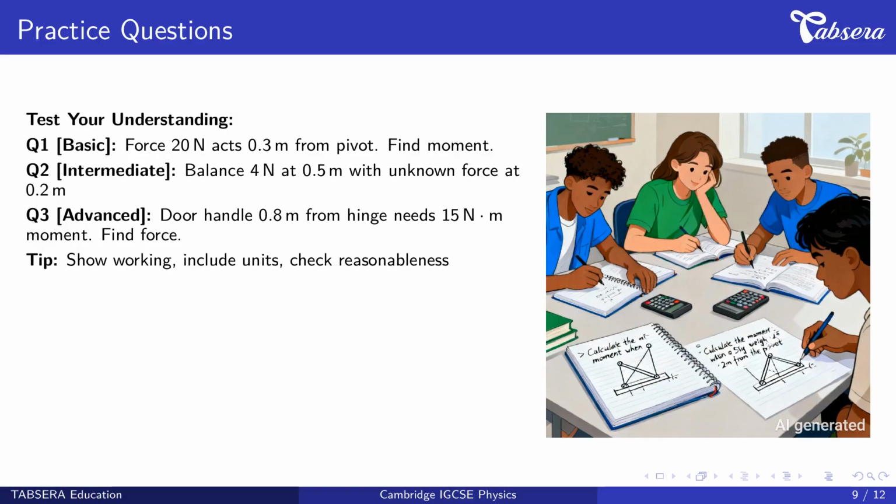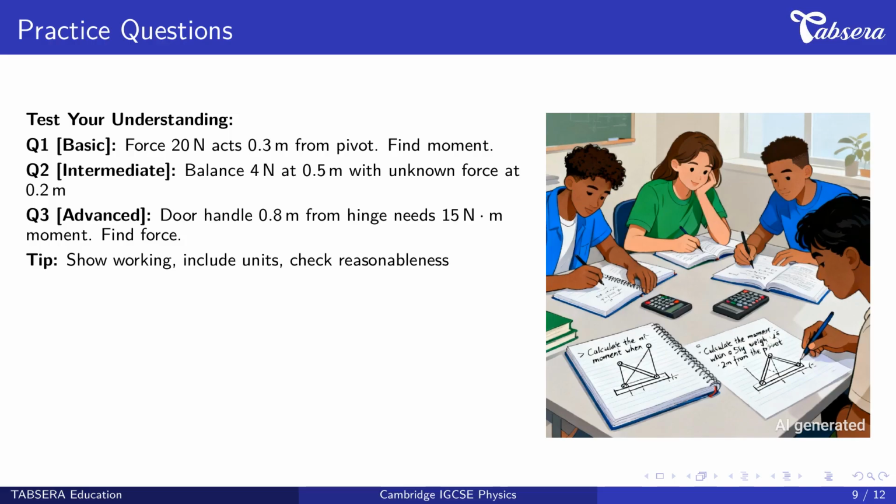Now practice what you've learned with these 3 questions. Question 1 is basic level. It asks, a force of 20 newtons acts at 0.3 meters from a pivot. Find the moment produced. This tests direct application of the moment formula. Question 2 is intermediate. It states, balance a 4 Newton force at 0.5 meters with an unknown force at 0.2 meters. This requires you to apply the principle of moments we've learned.